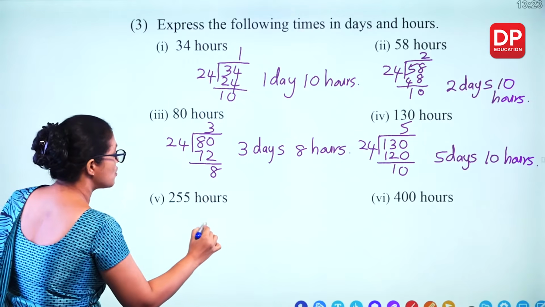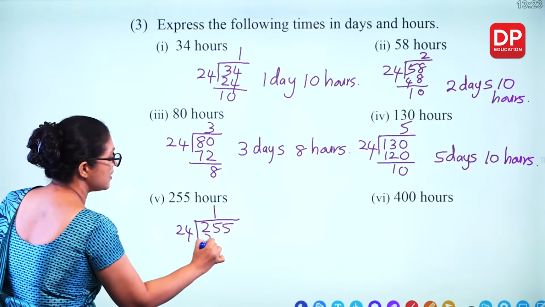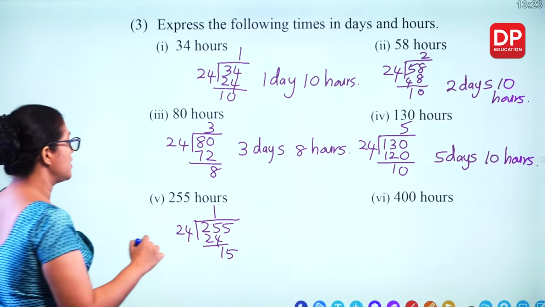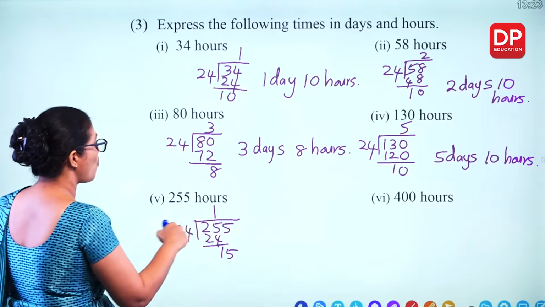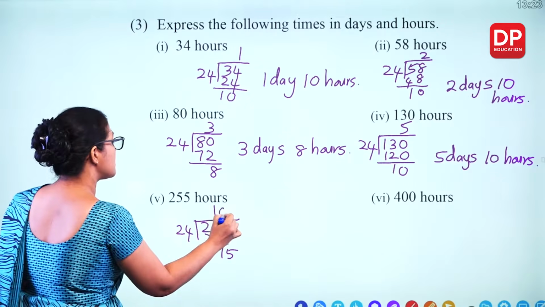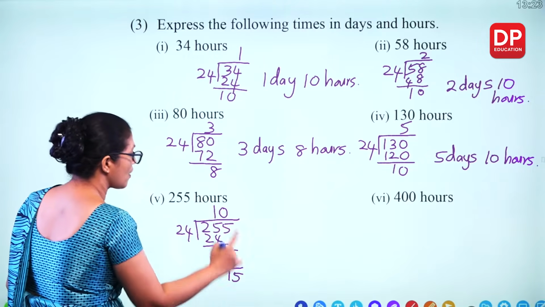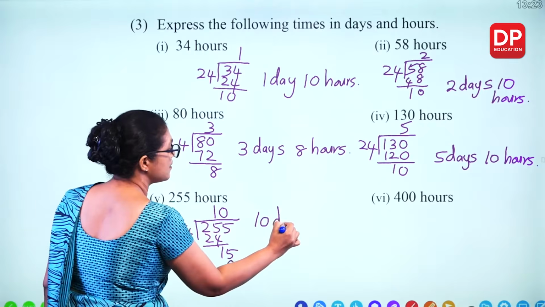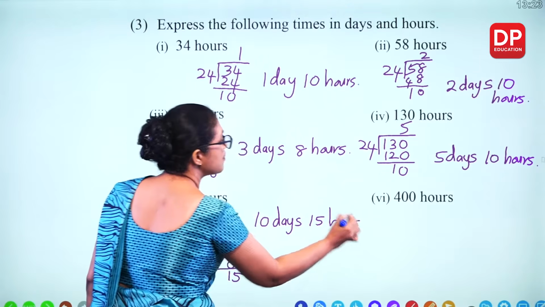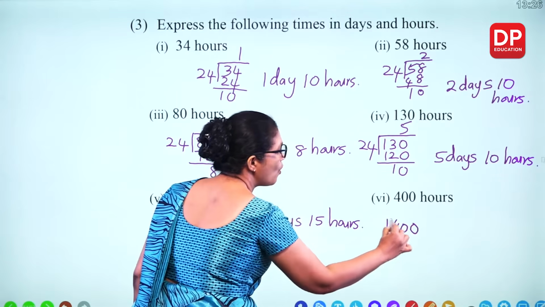255. So divide by 24. You get 1 here, 1 remaining. So 15. So this is nothing. 10 days and 15 hours.